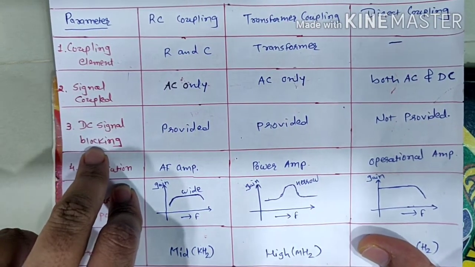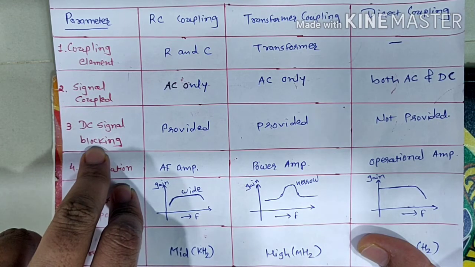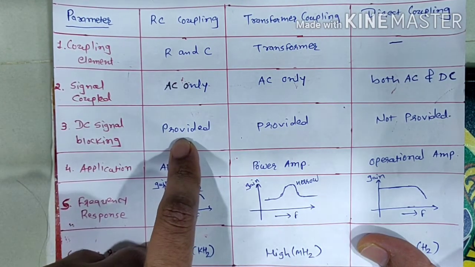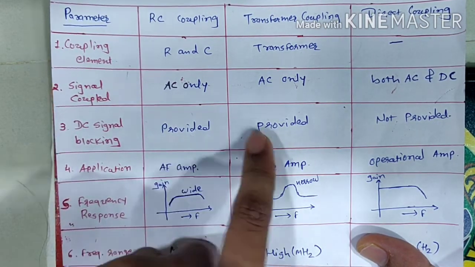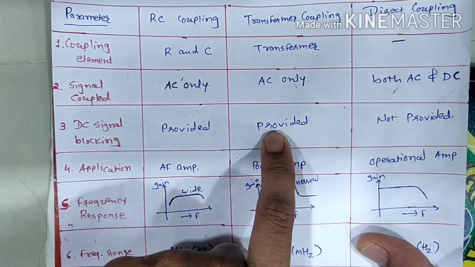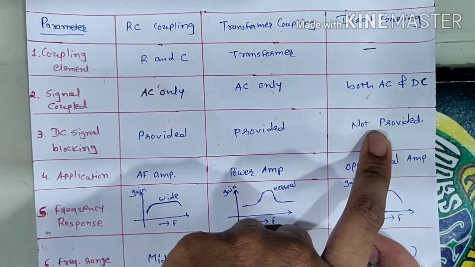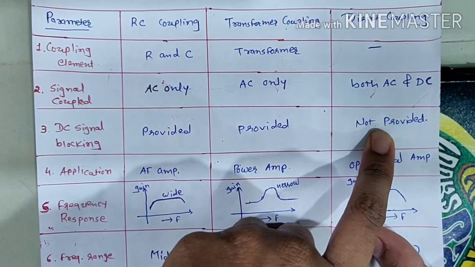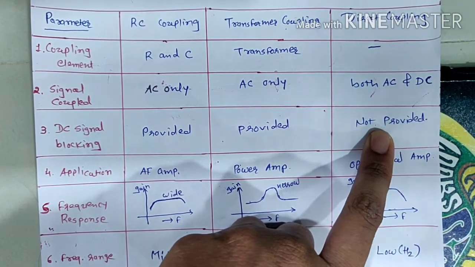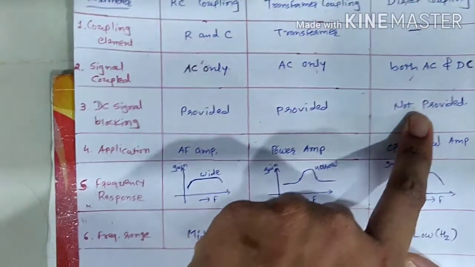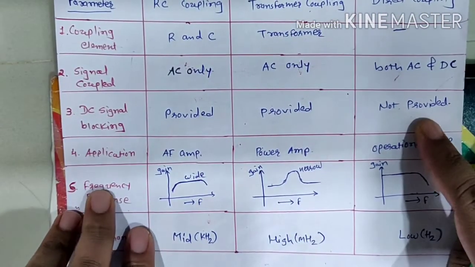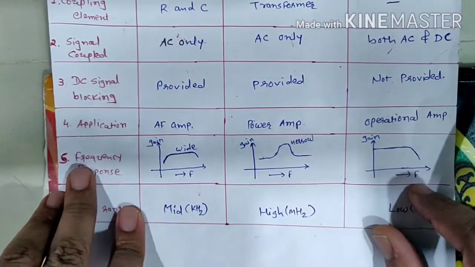Now the third element, DC signal blocking. Which techniques provide DC signal blocking? RC coupling provides DC blocking, and transformer coupling also provides DC blocking. In direct coupling it is not provided. That means the DC signal will go ahead into the next stages. So DC blocking is not there in direct coupling.